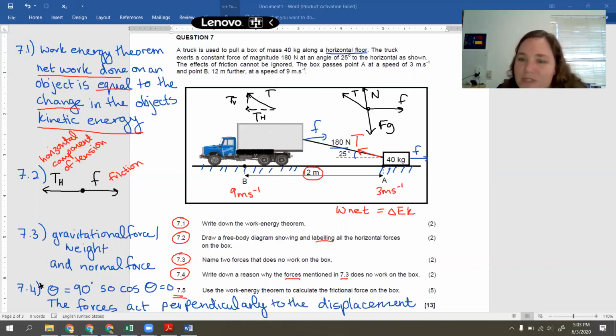Okay. Could we say that the vertical component of the force applied does no work on the box? No. As soon as we're talking about a component, we're getting technical because that force itself does work. If that force itself does work, you can't suddenly split it up into components and say that it doesn't. They didn't say write down which components of the force don't do work. It was straightforward, which forces don't do work. Okay, so the vertical component of the tension isn't going to cut it here.